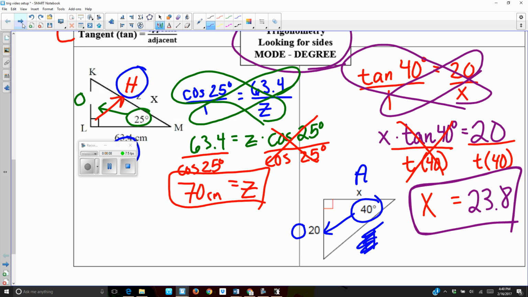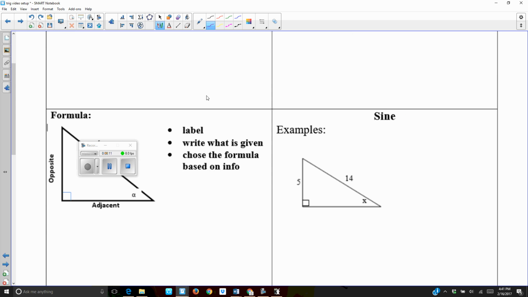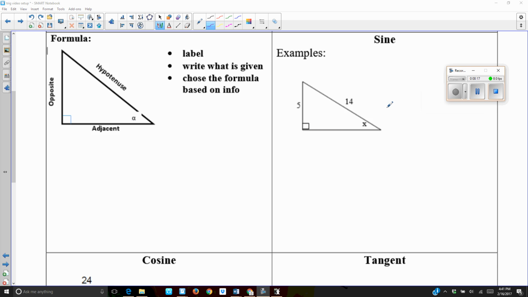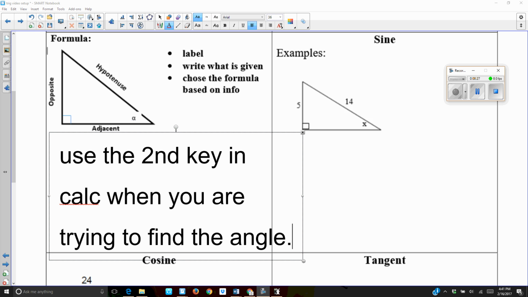All right, so moving to the next page, the only difference here is that we're going to try to find the angle. So this time, instead of finding a side, we're going to find the angle. The only thing you really need to do is, anytime you're finding the angle, you're going to use the second key in your calculator. So you can see that note there. Use the second key in your calculator when you're trying to find the angle.